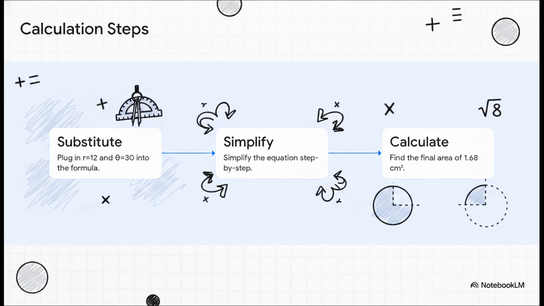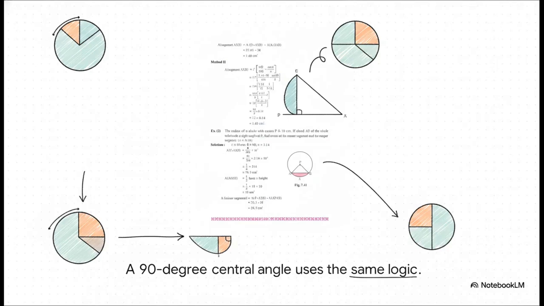Step 3, when you calculate the fractions inside the bracket and then multiply by the 144 outside, we land perfectly on our final area, exactly 1.68 square centimeters. And this perfectly illustrates just how adaptable our logic really is.